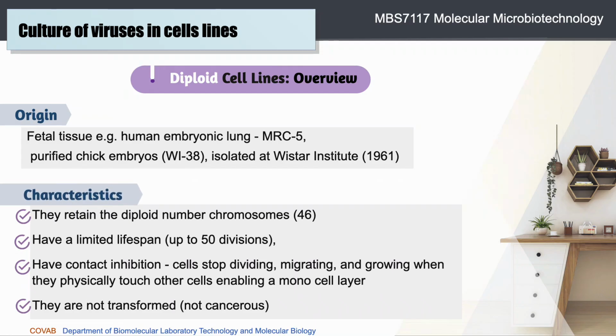The characteristics of the diploid cell line: they retain the diploid number of chromosomes, which is 46, meaning that they're stable. They have a limited lifespan, but they can be used for up to 50 divisions, which is slightly longer than the primary cell lines. They have contact inhibition, meaning the cells will stop dividing, migrating, or growing when they physically touch each other, and this enables a monolayer. They are not transformed, so they are not cancerous, giving us the natural physiological conditions.